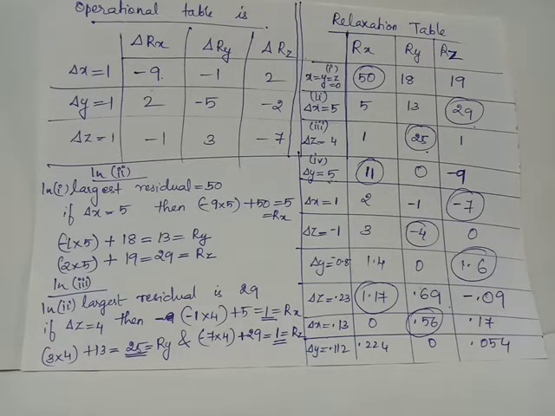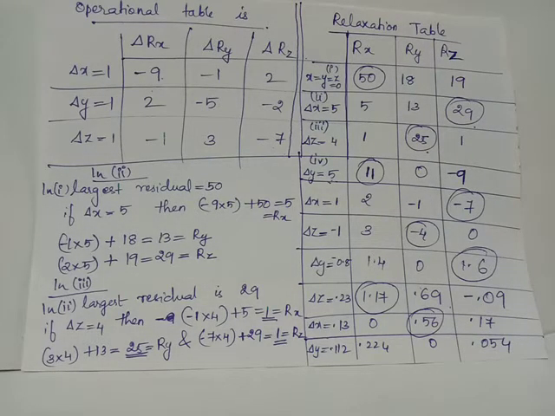When you give delta x equals 1, we have this delta x value when multiplied to each entry in the first row of the operational table and added correspondingly to the previous values of residuals will give Rx equals 1 into minus 9 plus 11 which equals 2, Ry equals minus 1 into 1 plus 0 which equals minus 1, and Rz equals 1 into 2 plus minus 9 which equals minus 7.